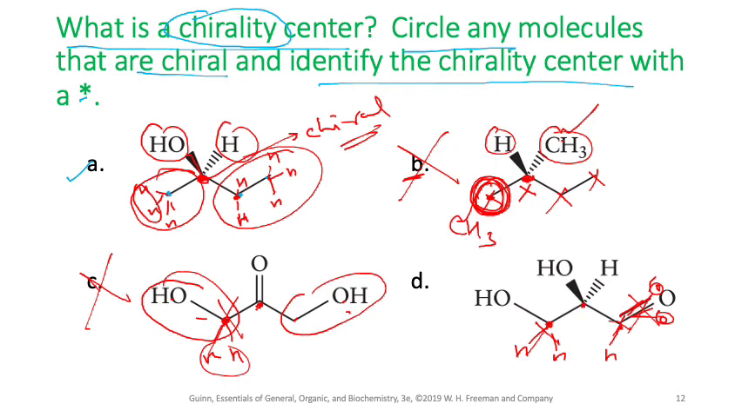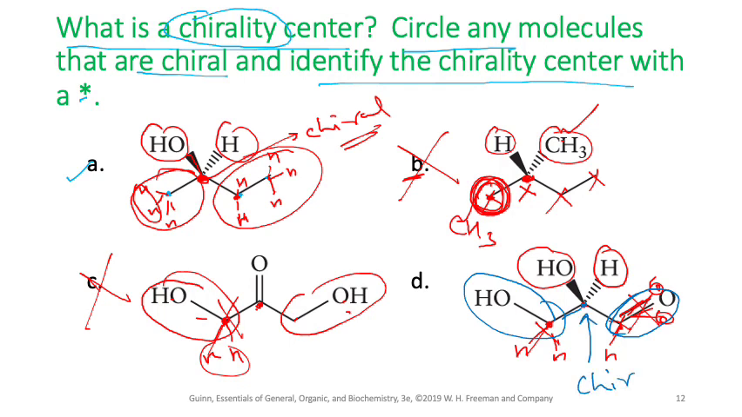But what about this one? You have one group OH, second group hydrogen, the third group is CH2OH that is connected with this carbon, and the fourth one is C double bond O. So that means this carbon is attached with 4 different groups or atoms. So this carbon is a chiral carbon or center. This is how you normally differentiate between a chiral center or an achiral center, right?